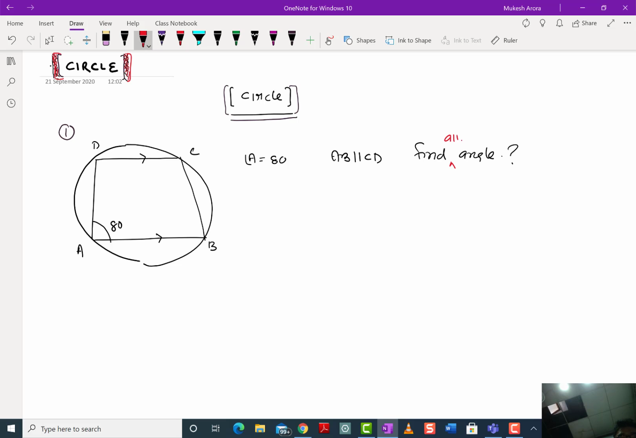So it is a cyclic quadrilateral. Angle A and angle C are opposite angles of a cyclic quadrilateral. Therefore angle A plus angle C is equal to 180. So angle C is equal to 100 degrees.